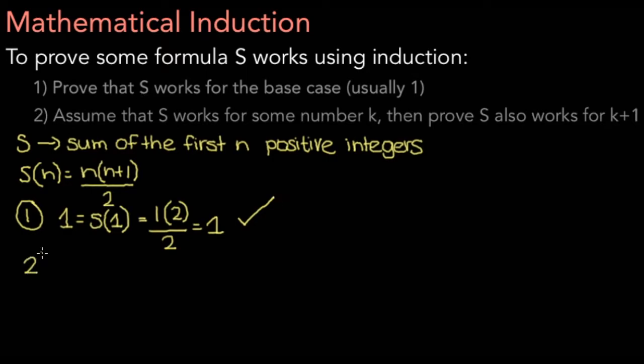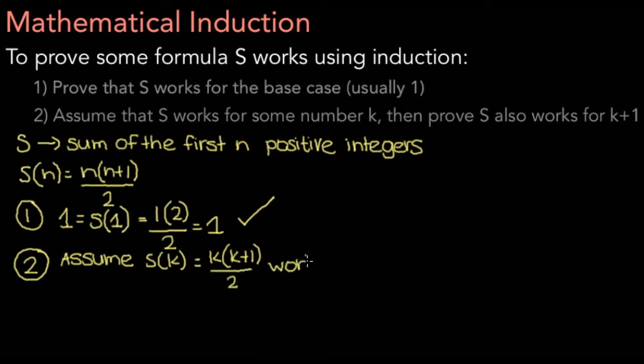The second step in our proof by induction relies on making an assumption, and that assumption is that S of k, which equals k times k plus 1 over 2, works. So we're assuming that S of k, which is equal to k times k plus 1 over 2, correctly calculates the sum of the first k positive integers.